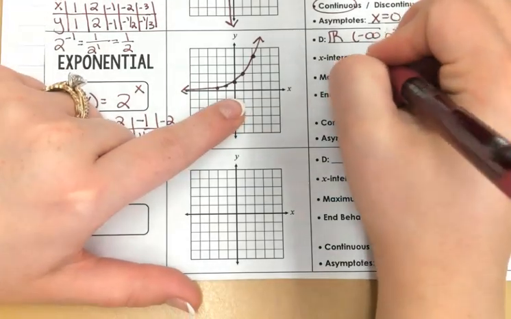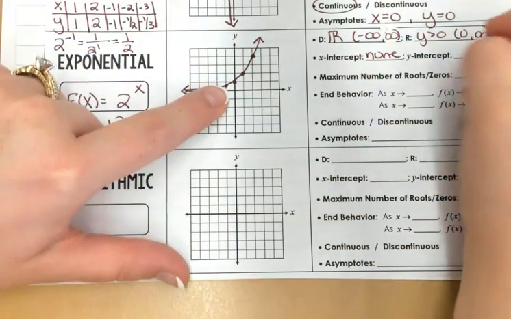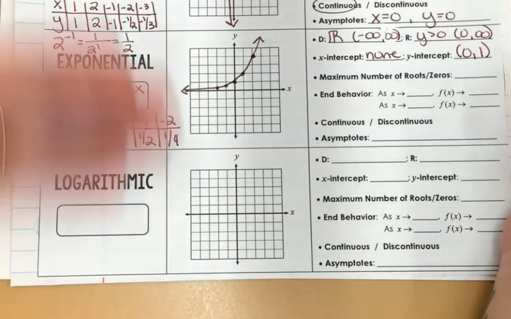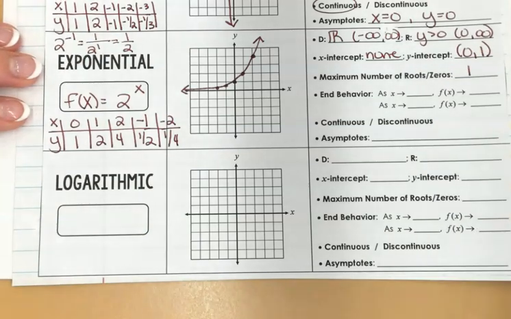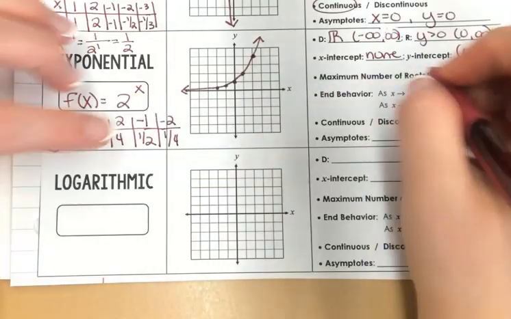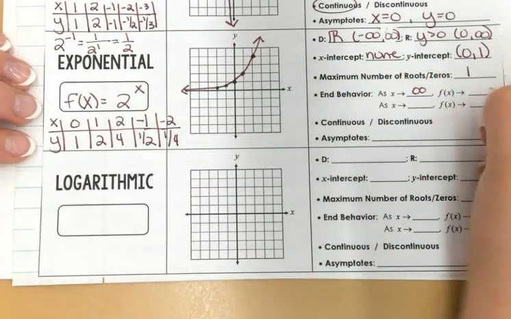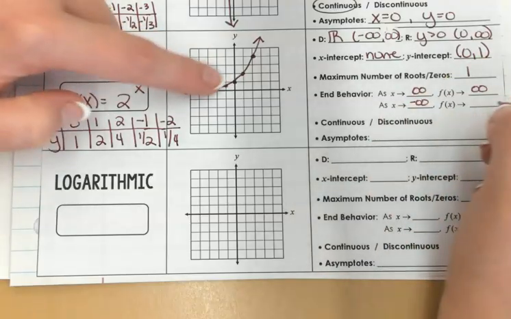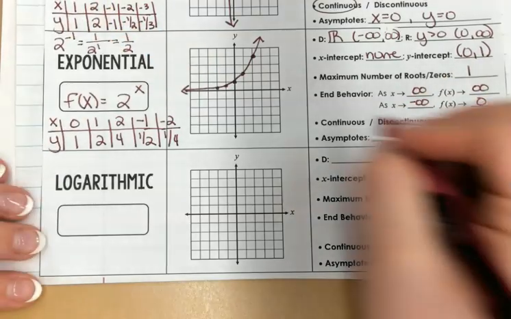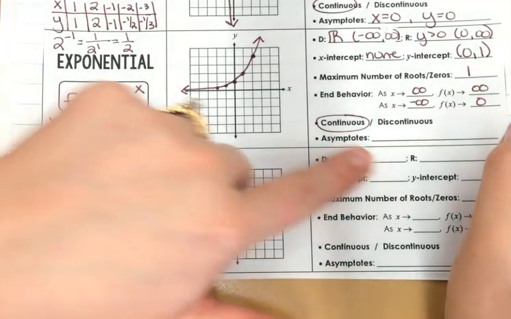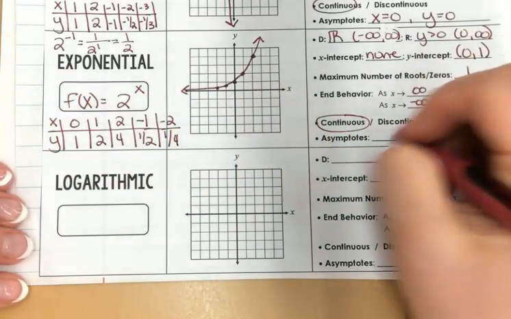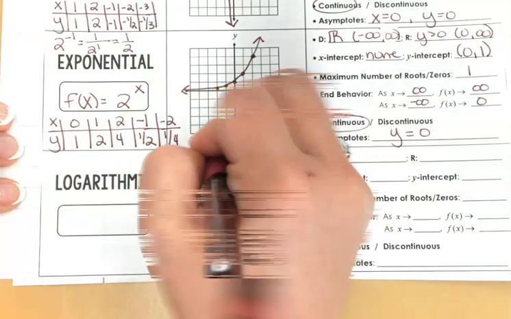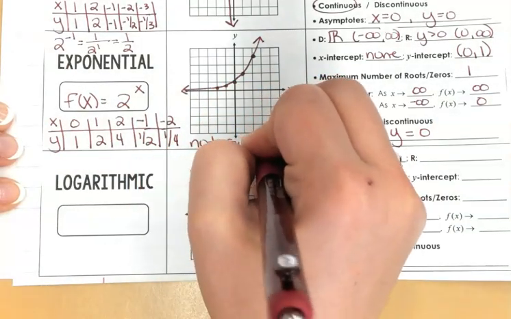I do not have an x-intercept, but we do cross the y-intercept here at (0, 1). If I were to shift this up or down, I could potentially have 1 root. And then end behavior as x goes to positive infinity, so does y. And as x goes to negative infinity, y is approaching 0. It is continuous, and we have a horizontal asymptote here at y equals 0. And this is a non-symmetrical graph.